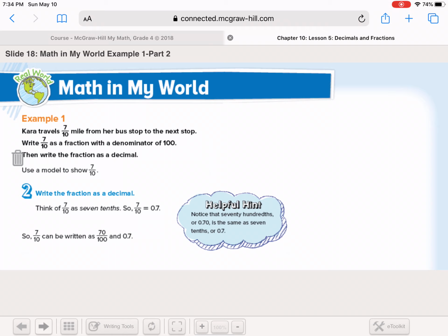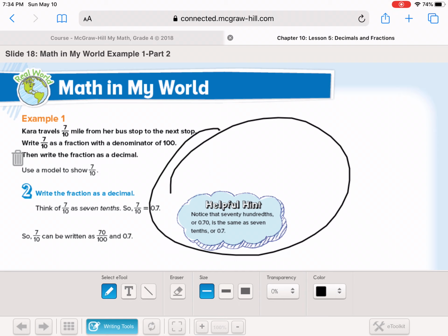Helpful hint. Notice that 70 hundredths or 0.70 is the same as 7/10 or 7 out of 10 or 0.7, okay? It's the same. When you're making your fractions from tenths to hundredths, you add a 0 to your numerator, you add a 0 to your denominator. Boom, boom, done.